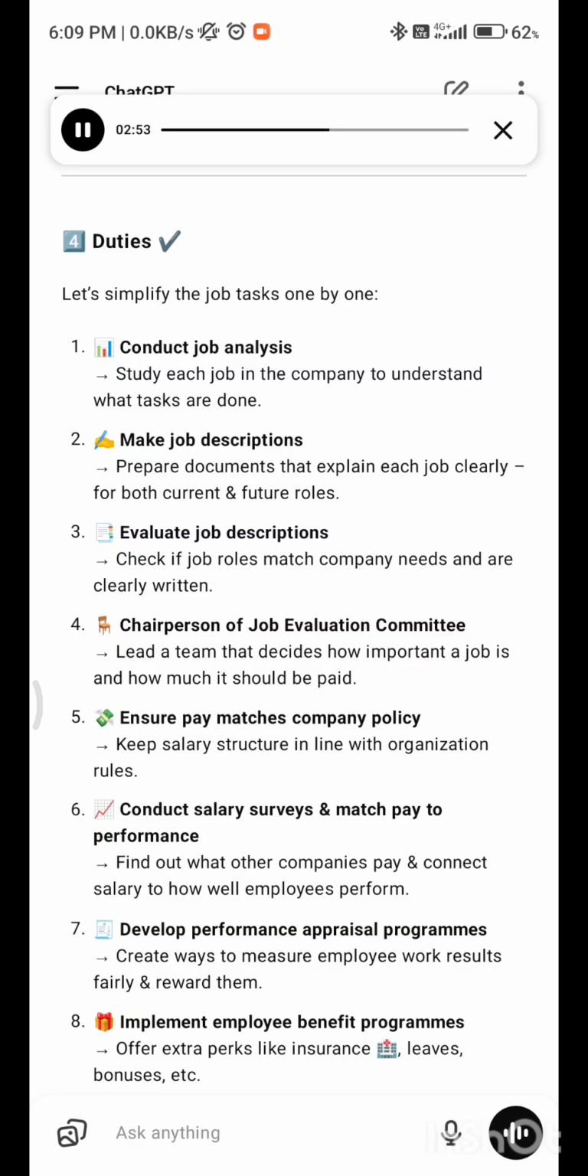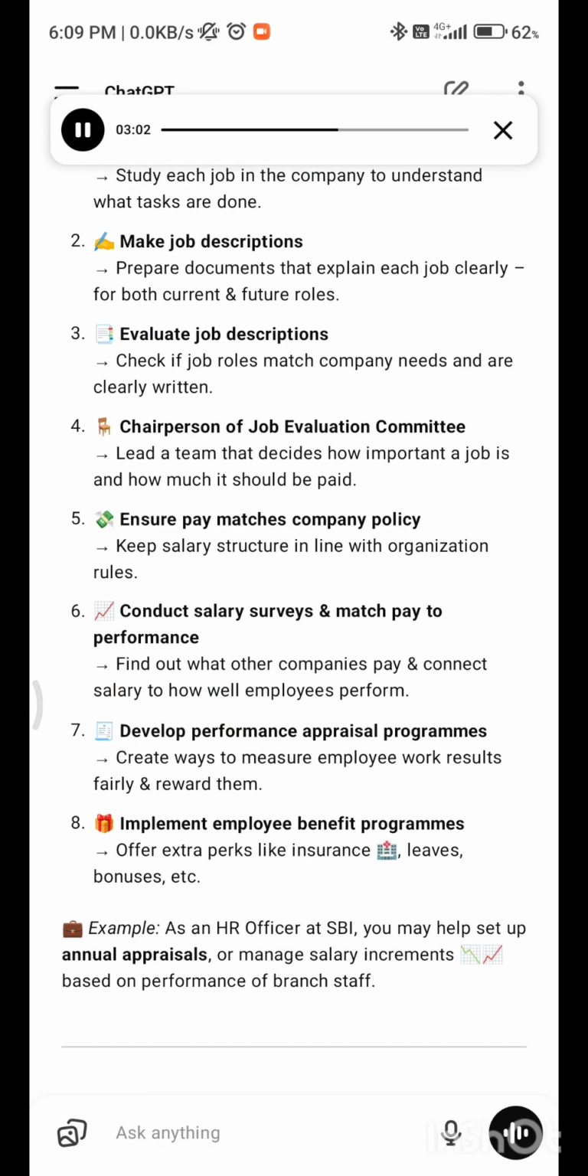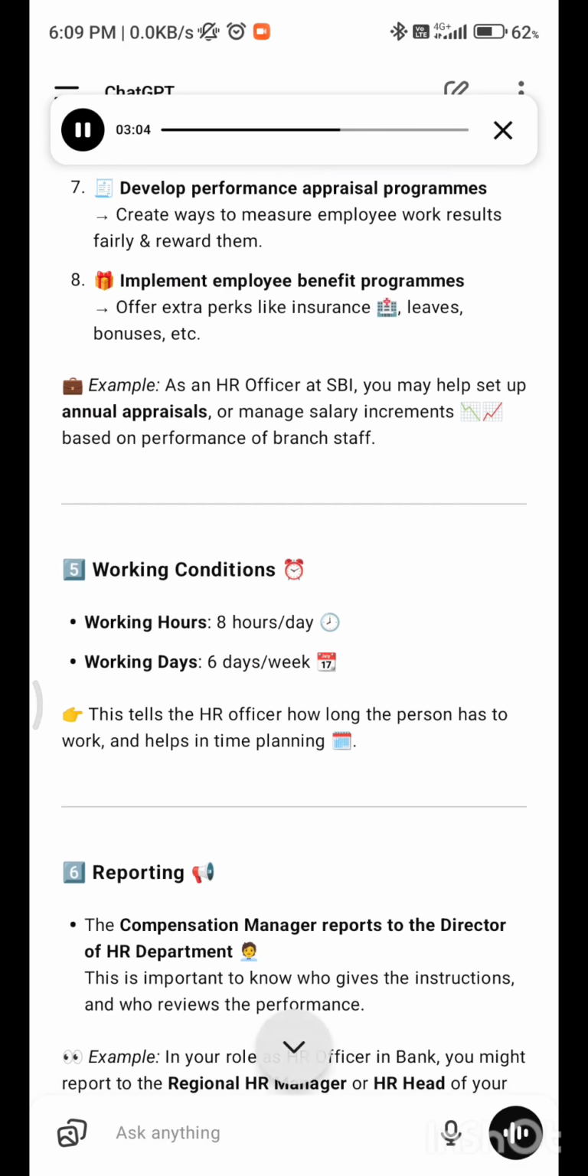6. Conduct salary surveys and match pay to performance. Find out what other companies pay and connect salary to how well employees perform. 7. Develop performance appraisal programs. Create ways to measure employee work results fairly and reward them. 8. Implement employee benefit programs. Offer extra perks like insurance, leaves, bonuses, etc. Example, as an HR officer at SBI, you may help set up annual appraisals or manage salary increments based on performance of branch staff.